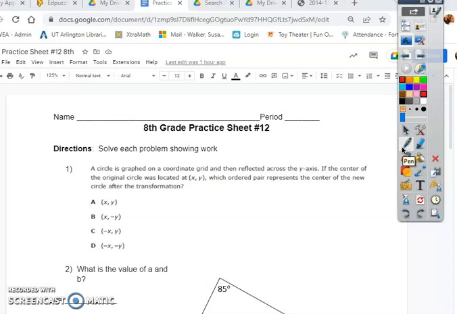On number 1, it says a circle is graphed on a coordinate grid and then reflected across the y-axis. I'm not going to tell you anything more than that. I want you to think about what you know based on that and choose the right answer. Number 2.